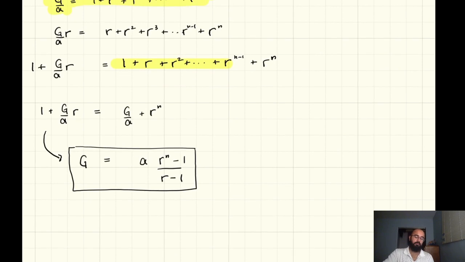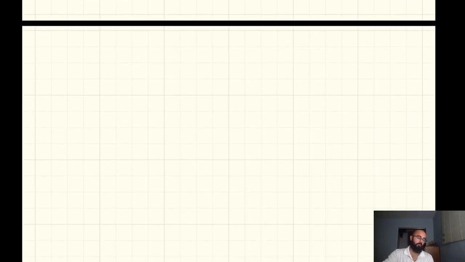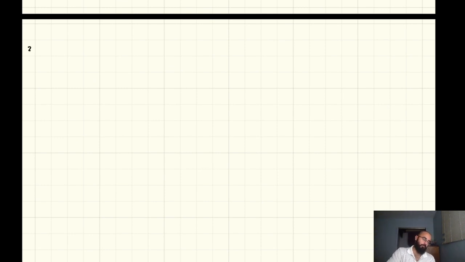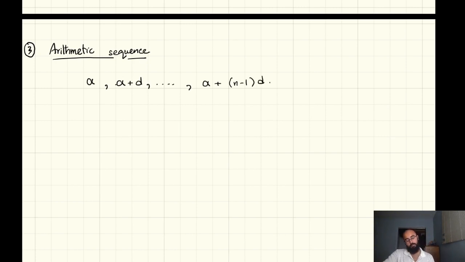Now let's talk about the arithmetic sum. I want to compute, for an arithmetic sequence, the sum of the first n terms. Let's recall that if the first term is a and the difference is d, then the nth term would be a plus n minus 1 times d. And let's look at the sum of all these: a plus a plus d plus up to a plus n minus 1 times d.